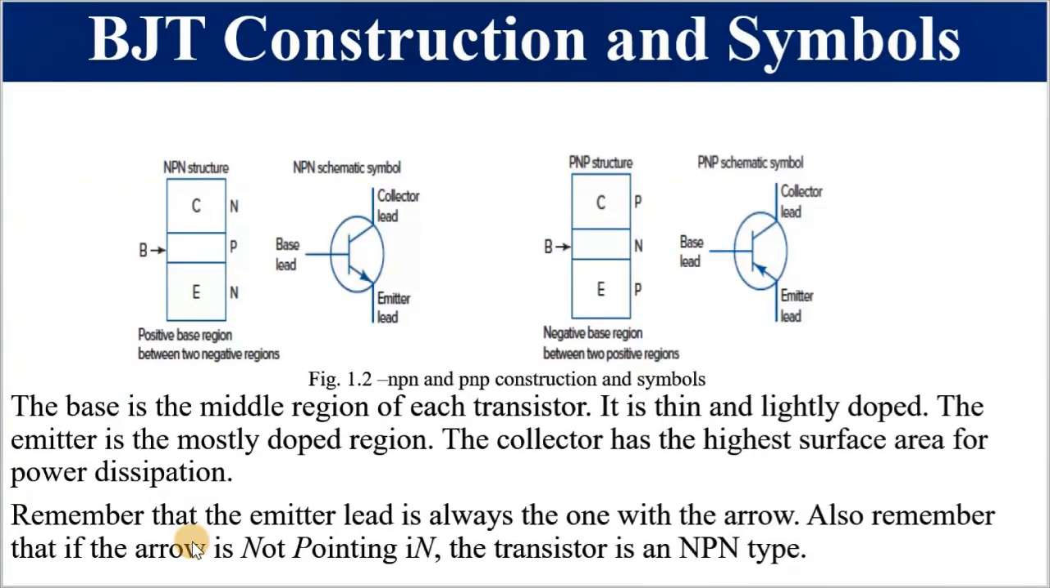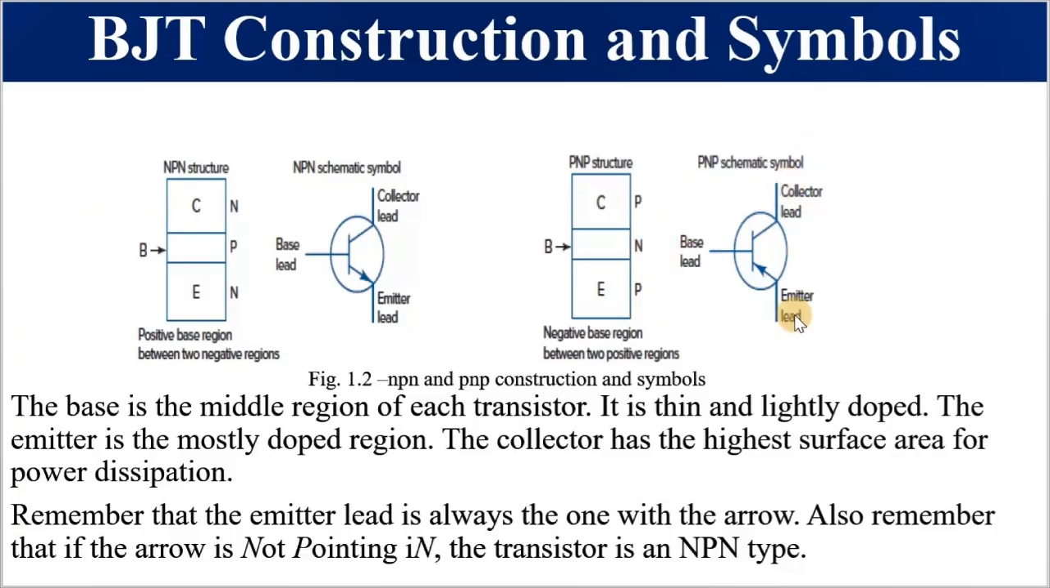NPN and PNP construction and their schematic symbols. I've emphasized that when you are drawing circuit diagrams, we use schematic symbols, and this is a schematic symbol for an NPN transistor and also a schematic symbol for a PNP transistor. The arrow is pointing out, not in, from the base to the emitter, so this is an NPN transistor. If the arrow is pointing in, towards the base, this is a PNP transistor.